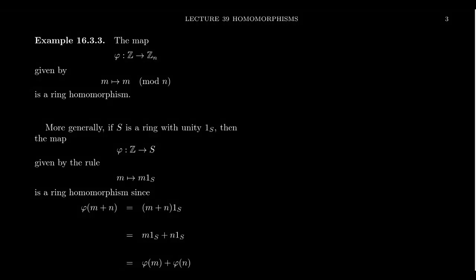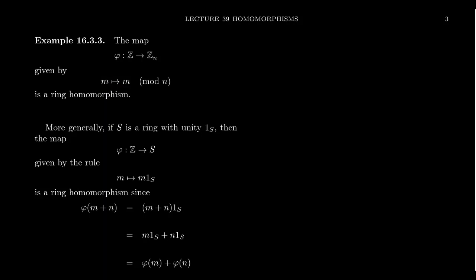I wanted to present some important examples of ring homomorphisms. One of the most classic ones is going to be a homomorphism from the ring of integers to the ring of integers mod n, right? The homomorphism is similar to what we did when we considered cyclic groups previously in this lecture series. I can take any integer m and just map it to that same integer, but then reduce it mod n. This is in fact going to be a ring homomorphism.